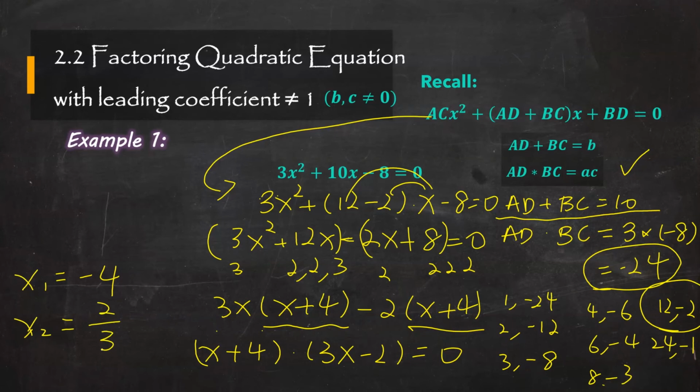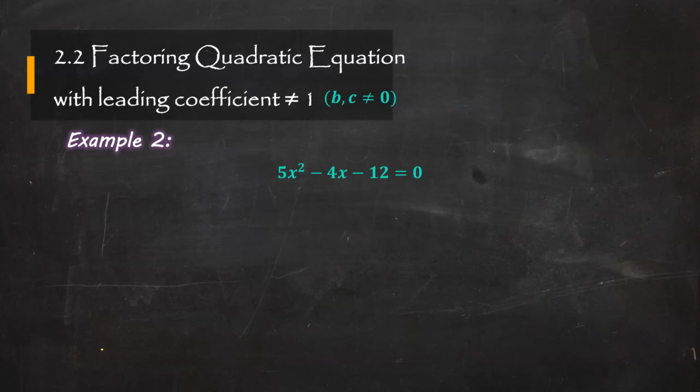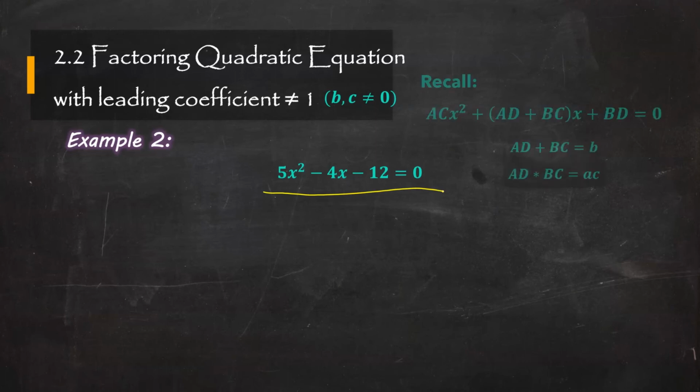So now let's do another example. So we have 5x squared minus 4x minus 12 equals 0. And here are the equations and the general expression that we can use for solving this problem. And again, what is the b here? So b is -4, right? And a times c is 5 times -12. So now we have -60, right?